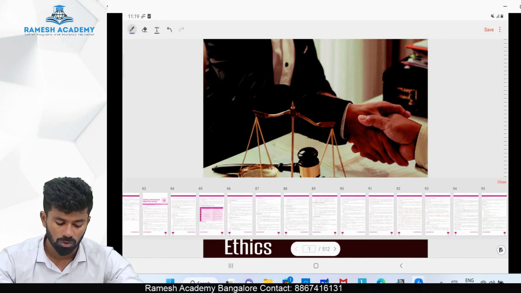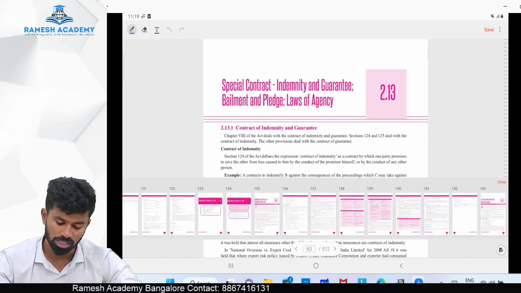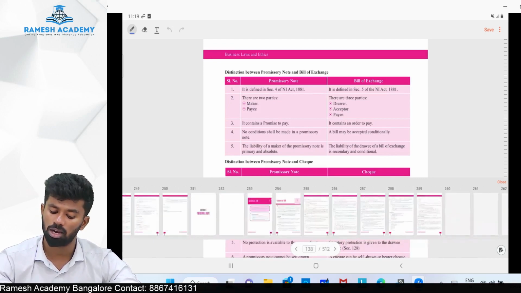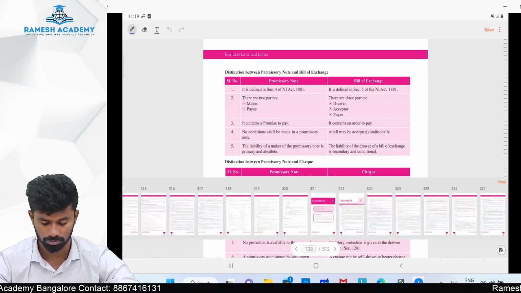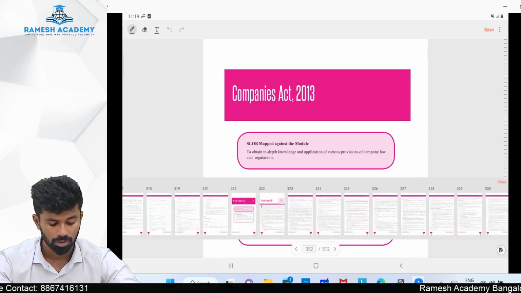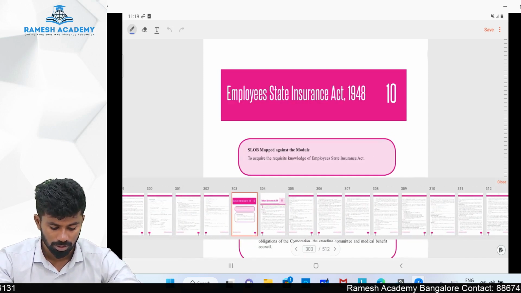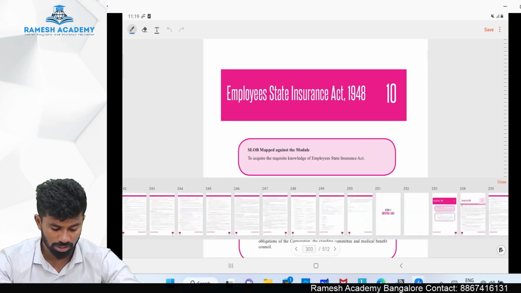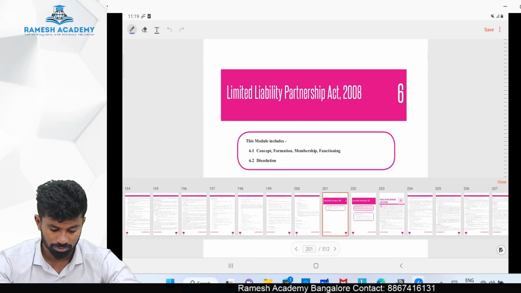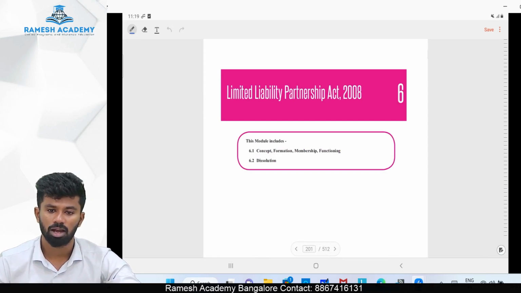Unlike companies, which are supposed to have two different documents, that is MOA and AOA, the rights and duties of partners in an LLP are governed by which agreement? What is the agreement which governs the rights and duties of the partners in an LLP? LLP agreement.